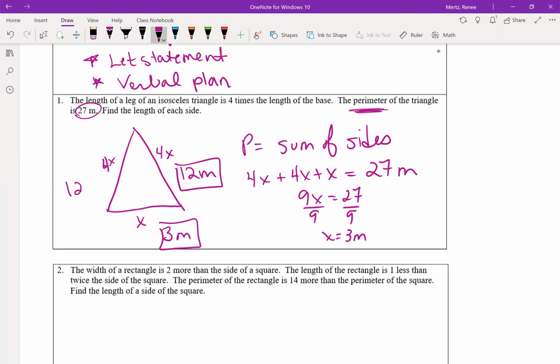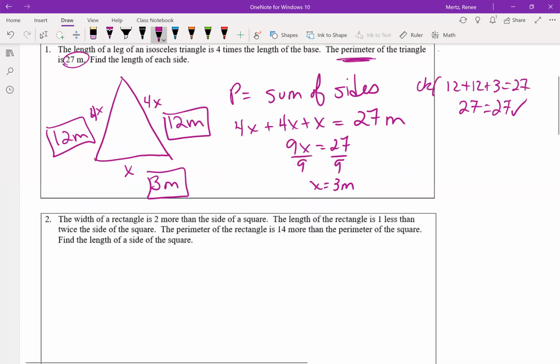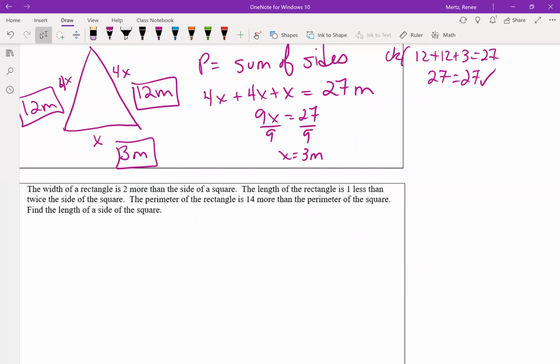Quick check. 12 plus 12 plus 3, is it 27? So our check is 12 plus 12 plus 3 equaling 27. Sure does work out. 27 equals 27. Nice job. Our next one, again, it's got a shape, so I could draw a picture.